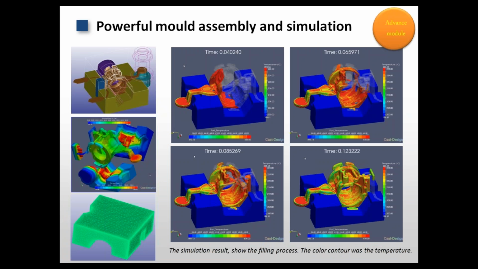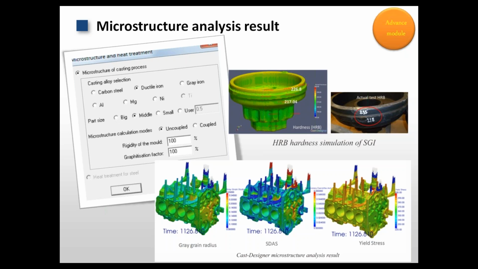This is another case where we make the full mold simulation. So the first step is to assemble the mesh of the components together. And this is about the microstructure analysis. You could pick the casting alloy, what's the type of the casting alloy, and then you could get all those microstructure information, like the yield stress, the hardness distribution, the SDAS of the casting.